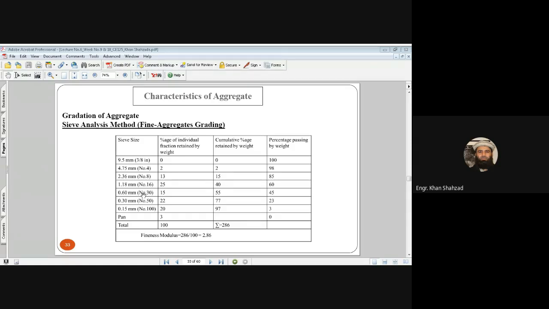Earlier I told you how we can calculate the fineness modulus. You have to sum up all these values, the cumulative percentage retained by weight. So the sum of this is 286 divided by 100. Why are we dividing it by 100? Sir, it was given in the formula, sir, because this is a percentage.